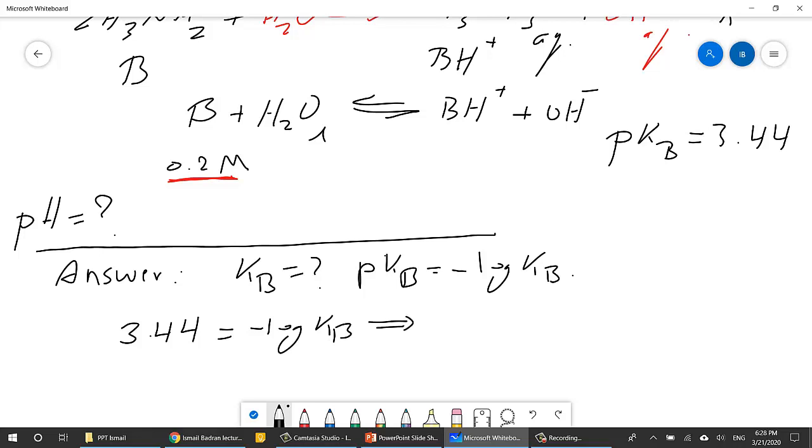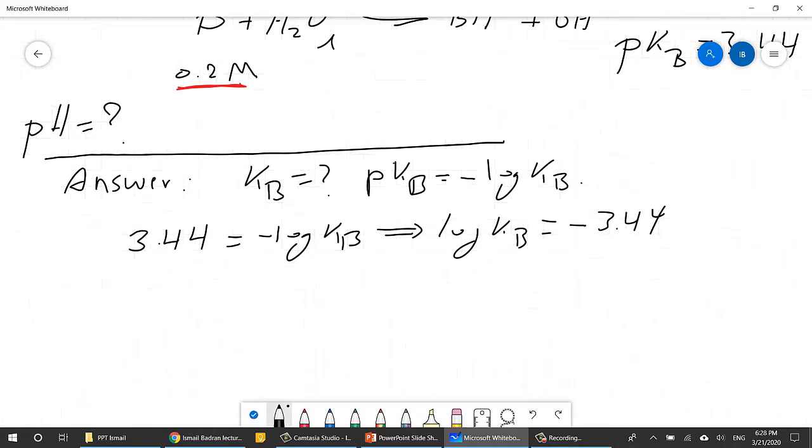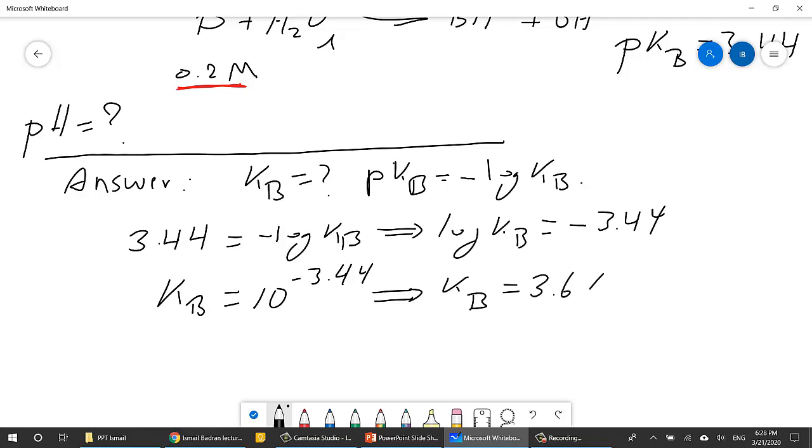And therefore, log Kb should equal minus 3.44. If you raise both sides to the power of 10, you will find that Kb is equal to 10 to the power minus 3.44, and that should give you a Kb value of 3.6 times 10 to the minus 4. No units for that. Okay, so we get the Kb.